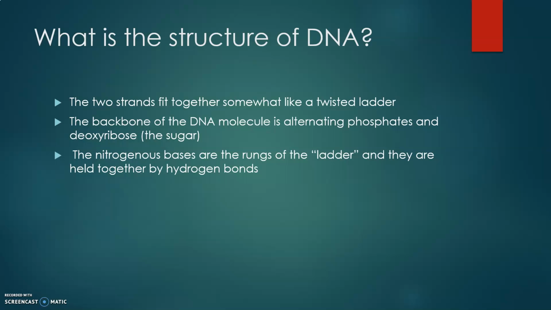So the two strands, again, fit together somewhat like a twisted ladder, with the backbone of the DNA molecule, basically the rails of the ladder, if you will, consisting of alternating phosphates and that 5-carbon sugar deoxyribose. The nitrogenous bases are the rungs of the ladder, and they are held together by hydrogen bonds.